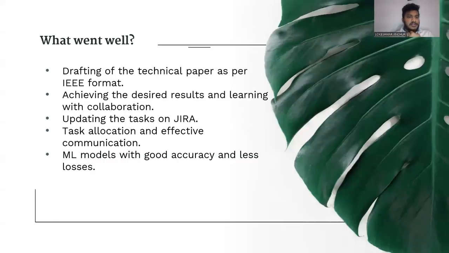Coming to what went well: drafting of the technical paper as per IEEE format. We followed every rule of the IEEE format and prepared the technical paper, so we are happy with that. Next, achieving the desired results, learning with collaboration, and updating the tasks on Jira. In this sprint, I think we are very good at updating tasks on Jira, which we had a backlog of in previous sprints. So now we are happy with this.